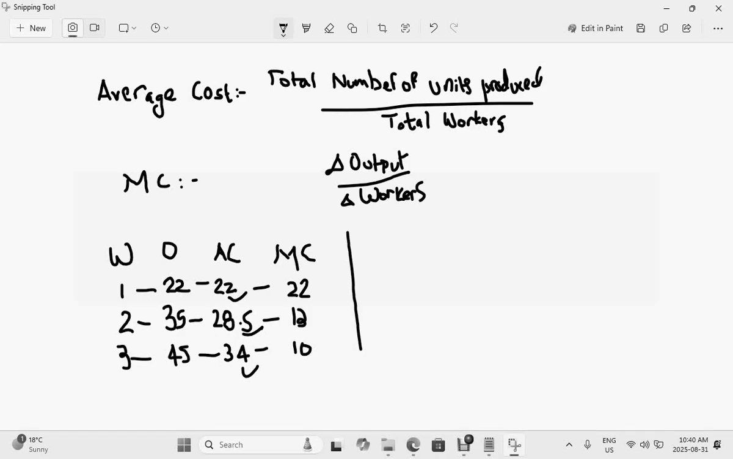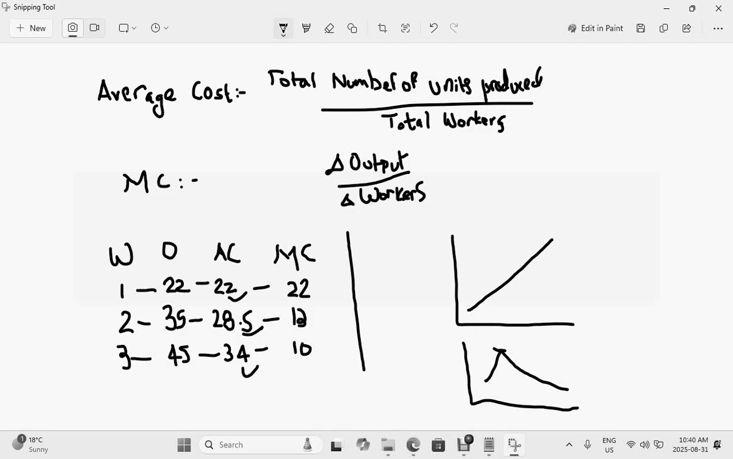Now, if you were to graph this, your average cost will look something like this, just like your supply curve. However, your marginal cost, which has to do with the law of diminishing marginal returns, law of diminishing marginal utility, law of diminishing marginal product, will look something like this. As it hits a peak, it starts having a downward slope. So this is basically how you work out your average cost and your marginal cost.